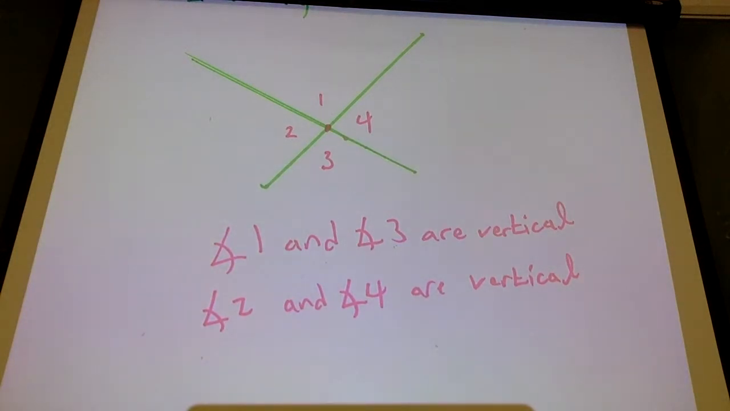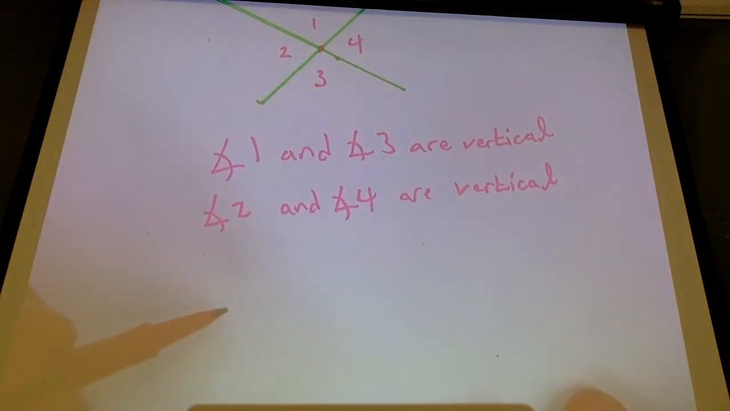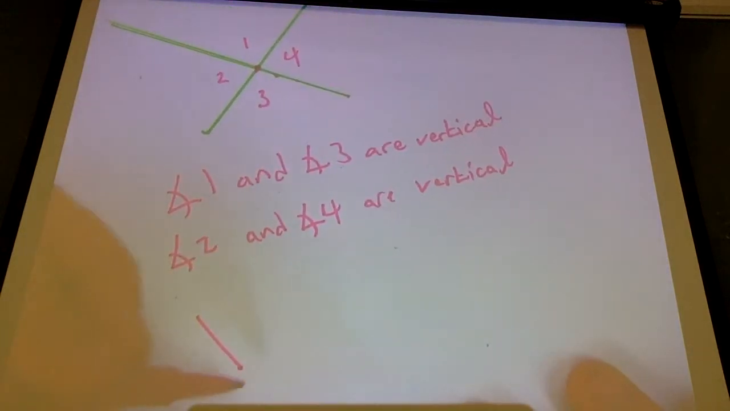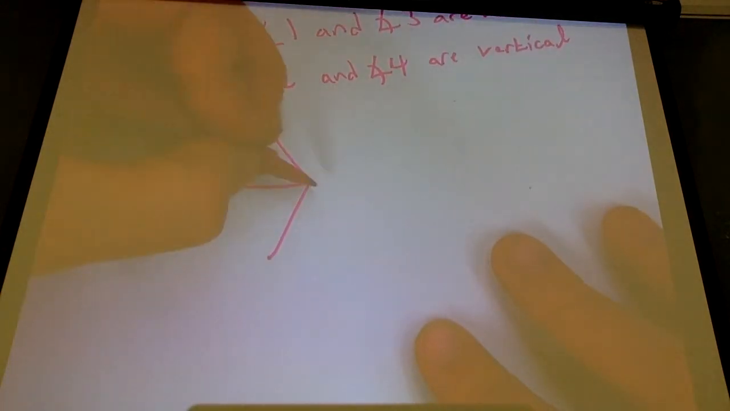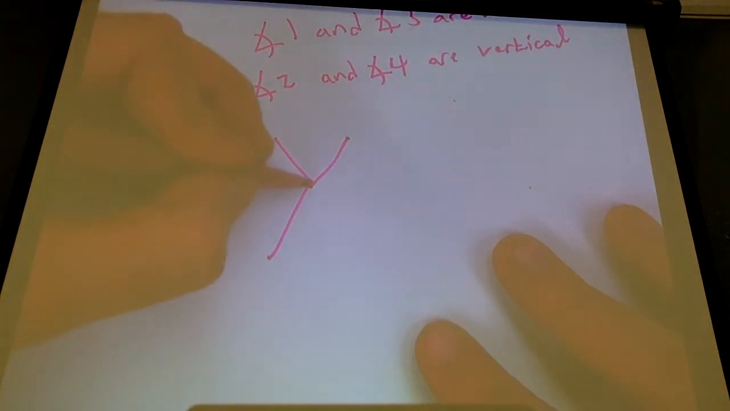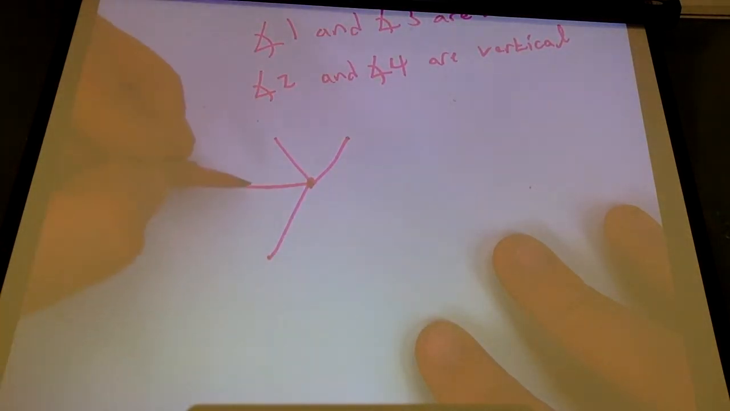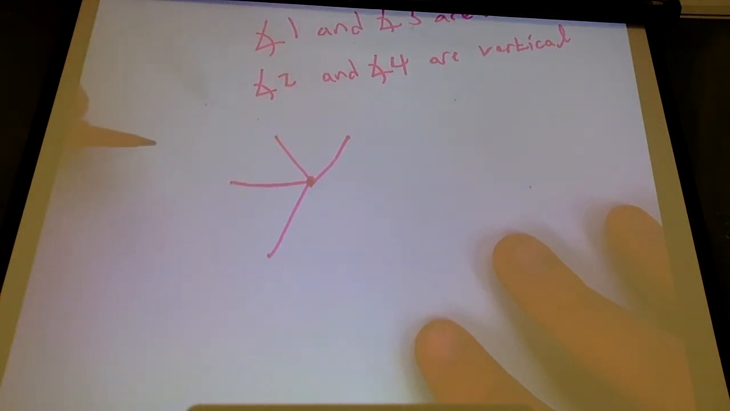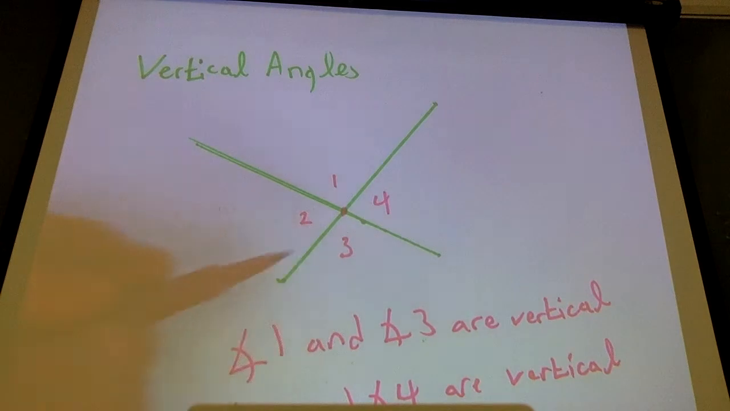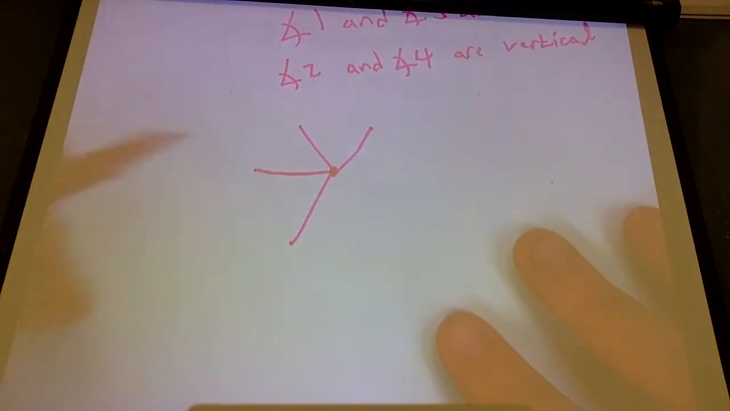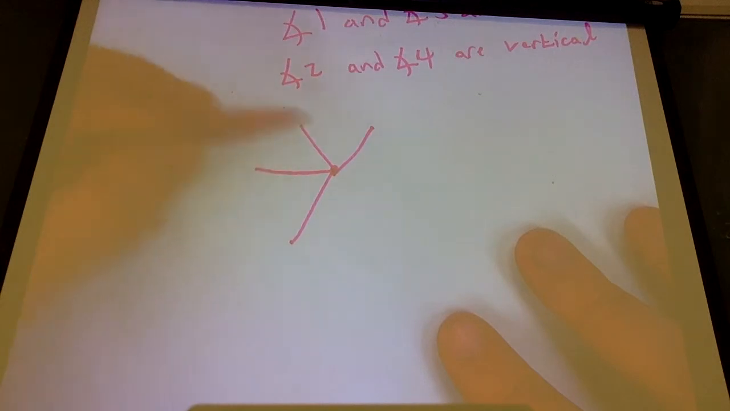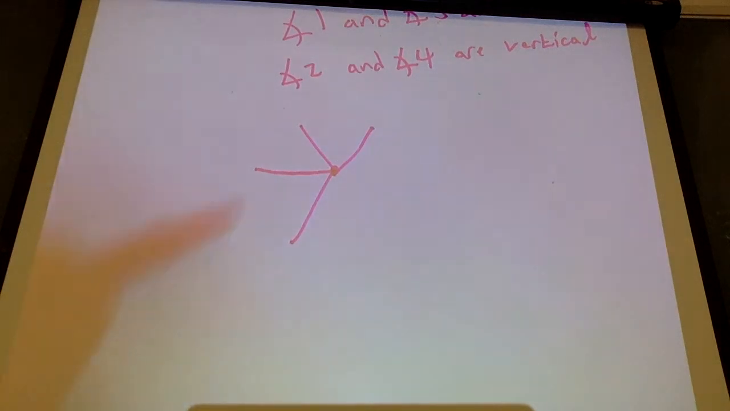Now, an example of when that doesn't work out is if I have something like this. If I have a ray this way, a ray this way, a ray this way, and maybe some ray this way. I have a shared vertex, but this is made out of 4 rays instead of 2 lines. In this case, none of these are vertical because it only works out when you have 2 straight lines. Here I have 1, 2, 3, 4 rays, but not 2 straight lines intersecting. These are 4 rays with 1 common vertex. So nothing here is vertical.